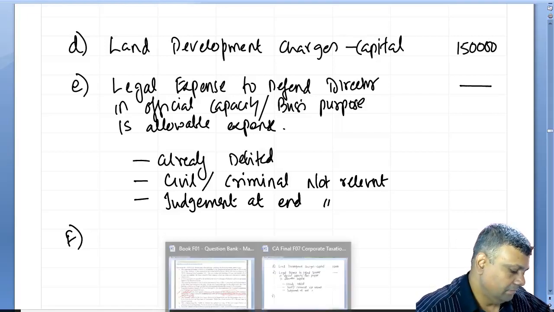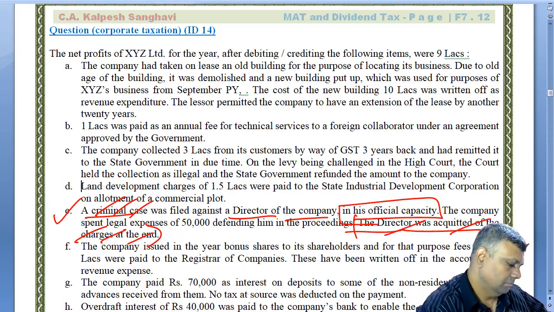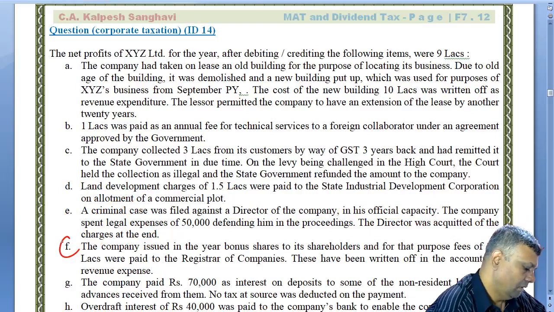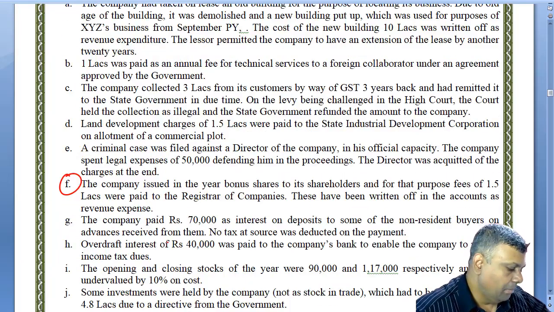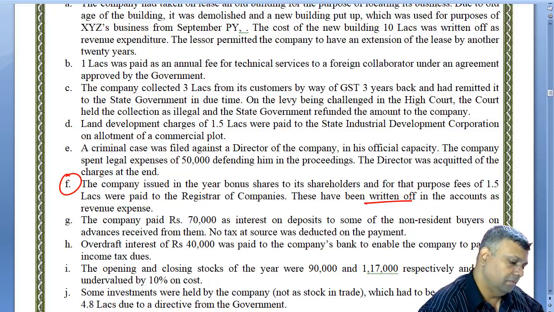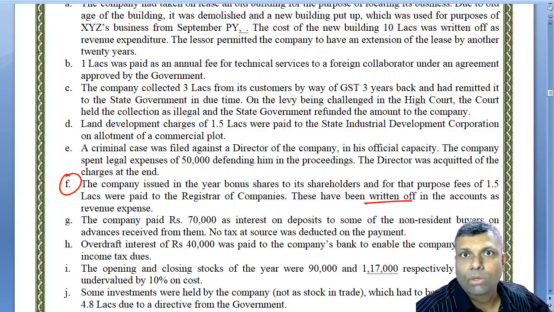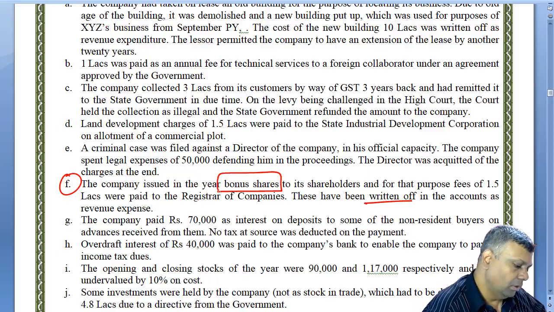Point number F. The company has issued in the year bonus shares to its shareholders, and for that purpose a fee of rupees 1.5 lakhs was paid to the Registrar of Companies. These have been written off in the accounts as a revenue expenditure. Also a very popular kind of situation with a lot of variety of judgments. Company has issued bonus shares. Okay, let me tell you those judgments first.